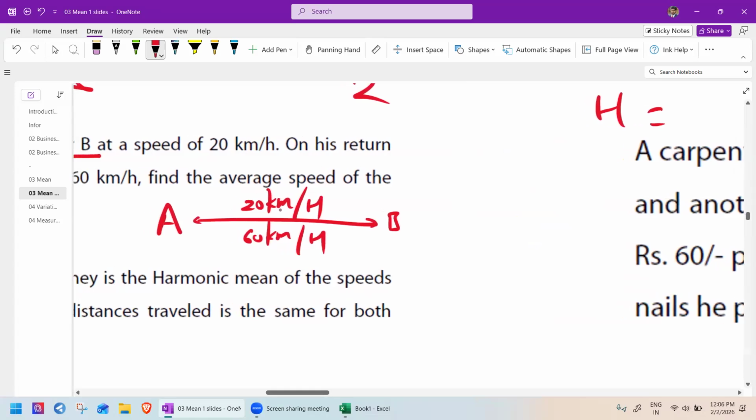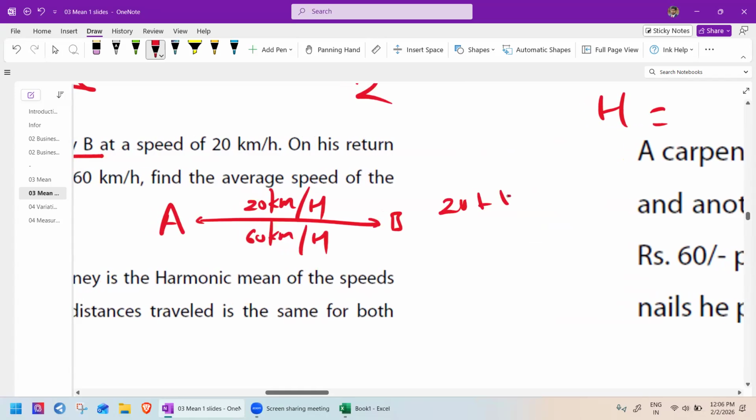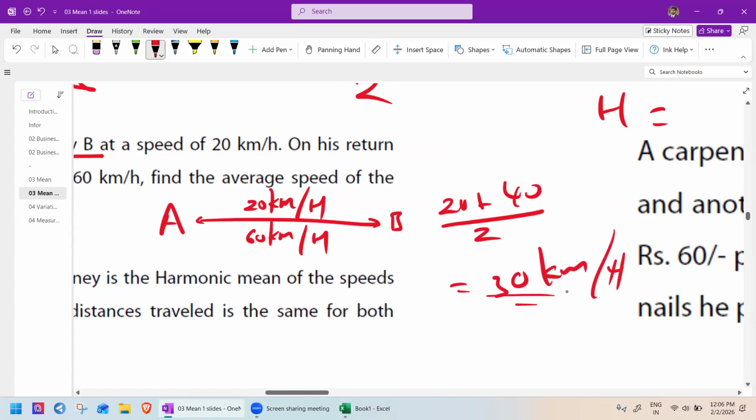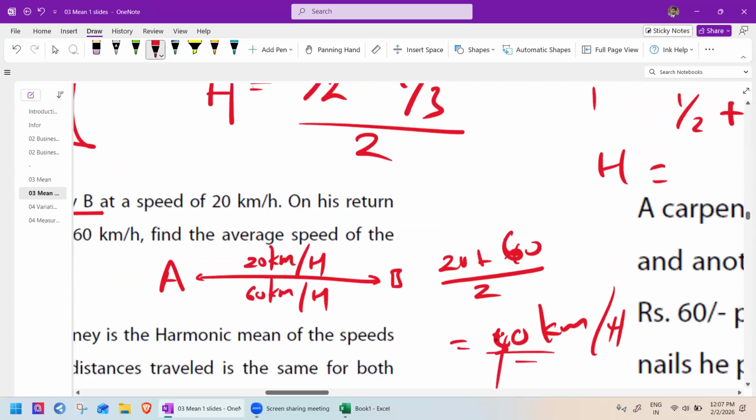Or people say what? 20 plus 60, then divided by 2, equals 40 kilometers per hour. This is the traditional answer. This is how many students try to answer. But actually, it is inappropriate. You see, why can we say inappropriate?